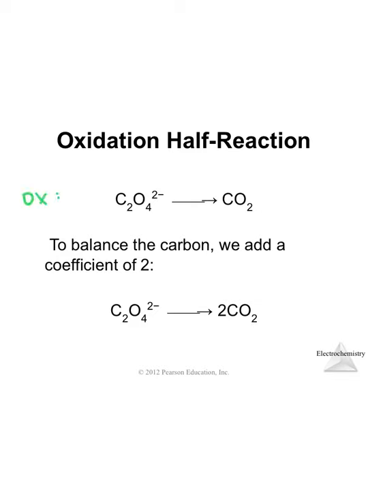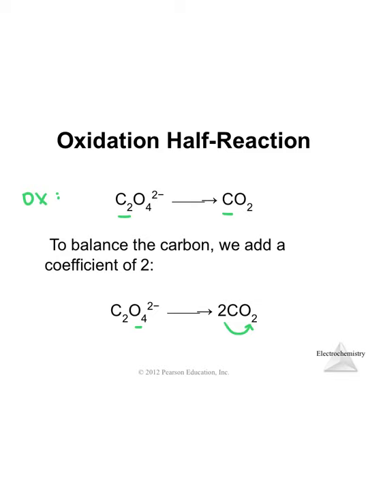So what we're going to do first is balance the elements. So I see that I have 2 carbon in the reactant side and only 1 in the products. So I'm going to put a 2 in front of my carbon. So now I have 2 carbon and 2 carbon. And then I'm going to look at my oxygen. So I've got 4 oxygen on this side, and then 2 times 2 is 4 oxygen on that side as well. So my elements are balanced out.